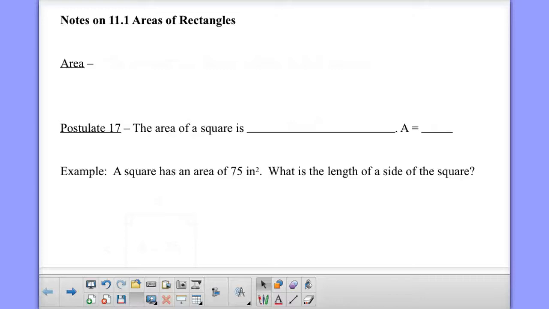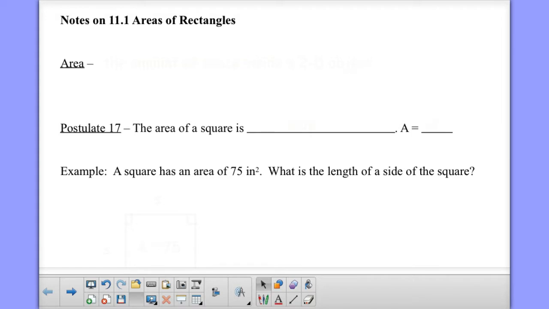In this video, we're going to be talking about areas of rectangles. We'll also be talking about three postulates related to area. Often when I ask students to give me the definition of area, they say area is length times width. However, that's a very specific formula that only works in one situation.